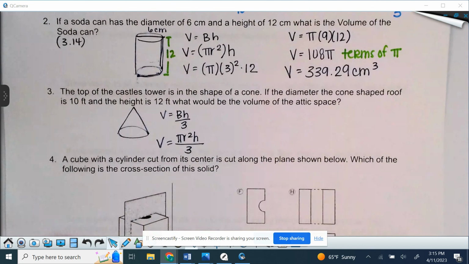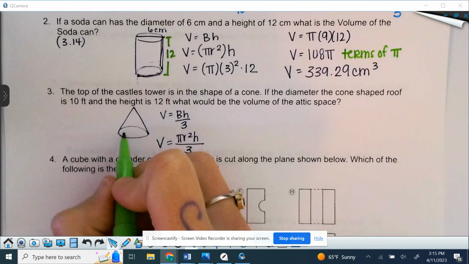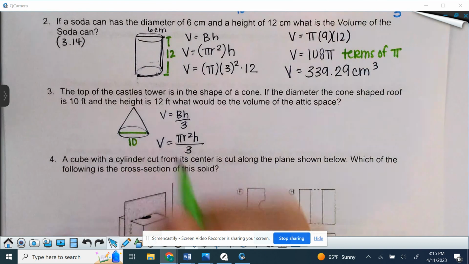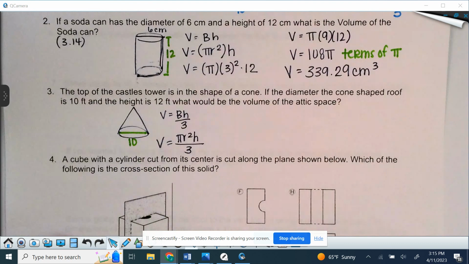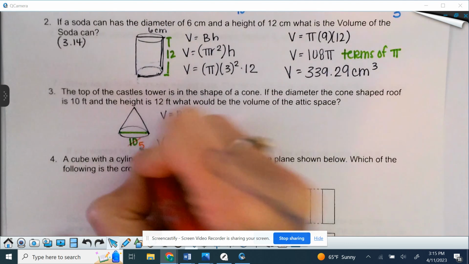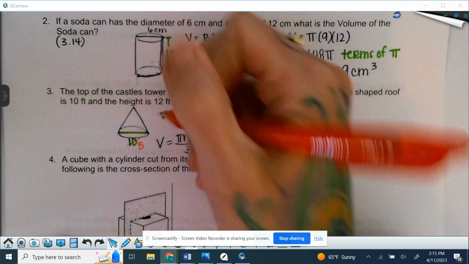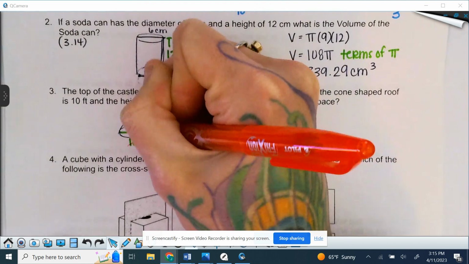Now more details. The diameter of the cone-shaped roof is 10. So again, diameter is the whole thing, which is not what we use. We're going to use half of it because we just want the radius. That's going to be 5. And then the height, which is straight up and down, is 12.